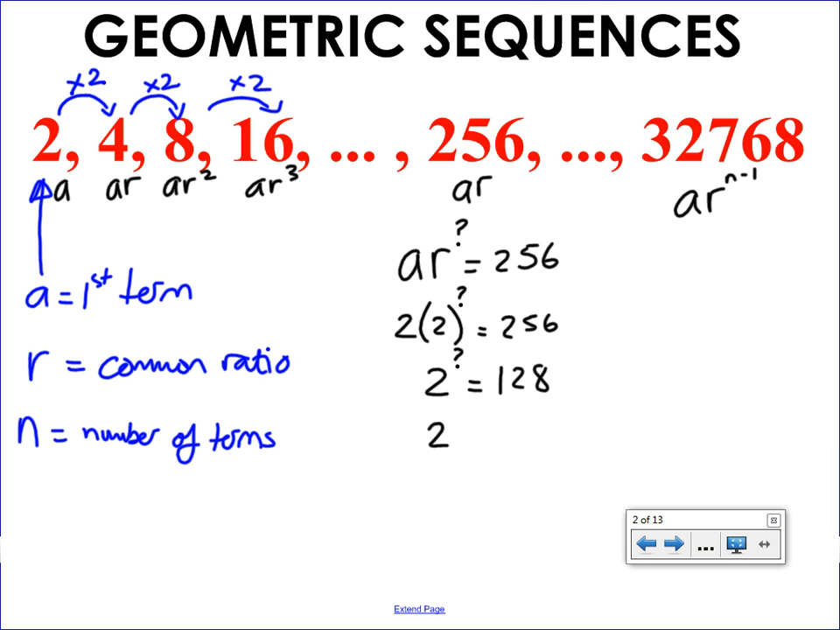To be honest, we could use logs to solve it, couldn't we? But let's see if you're right. 2 to the 6 is 64. 2 to the 7 is 128. So this must be the eighth term, exactly. So the 8th term is 256, which is ar to the 7.